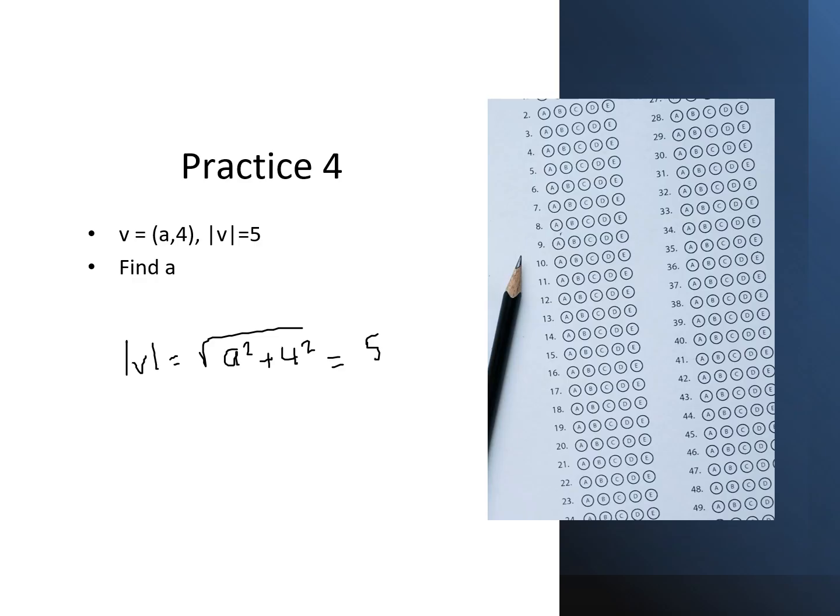To undo the square root, we square both sides. So you'll have A squared plus 16, which is 4 squared, equal to 5 squared, which is 25. Subtract 16, getting A squared equals 25 minus 16, which is 9. To undo the square, we take the square root, and we have A equal to plus or minus 3.